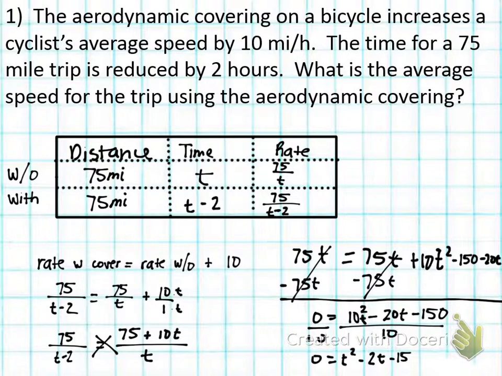Can I do an X box of this trinomial to solve? Yeah, I'm not sure why it's not showing everything here. My internet's running slow. So we got t minus 5 times t plus 3 is equal to 0. So t is equal to 5 and t is equal to negative 3.